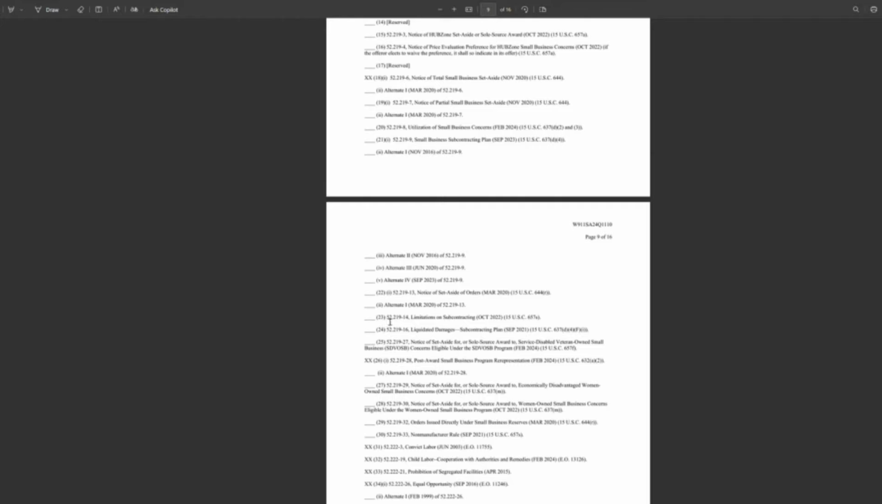The most important FAR that we want to look at is right here. 52.219-14, limitations on subcontracting. That box is not checked. We can proceed forward and we can bid on this contract.